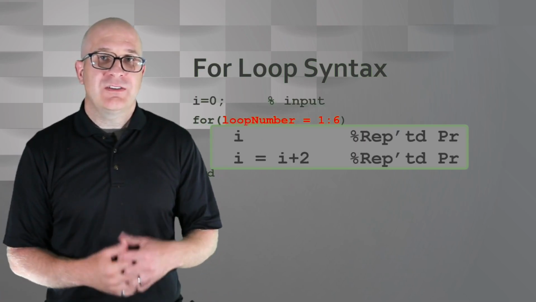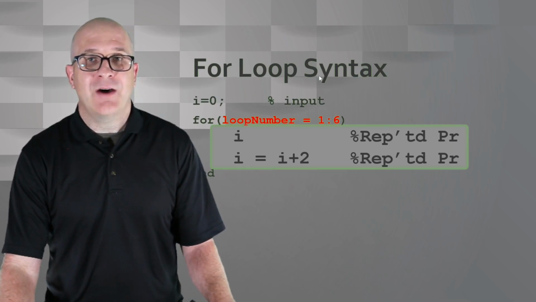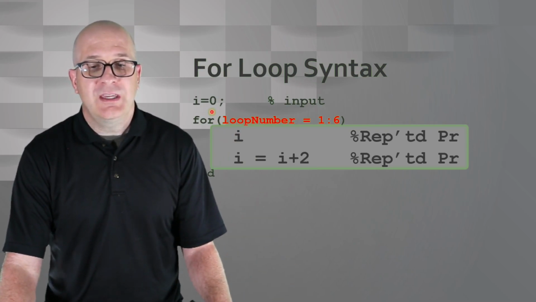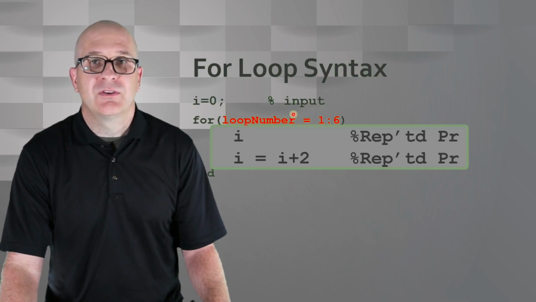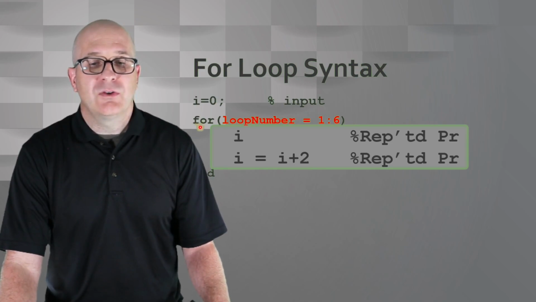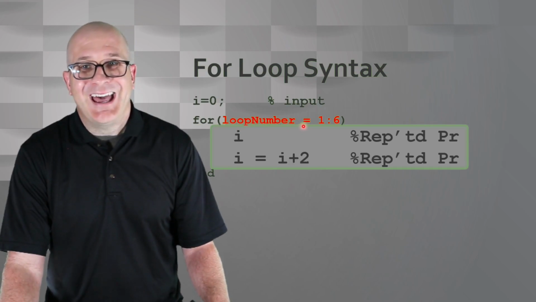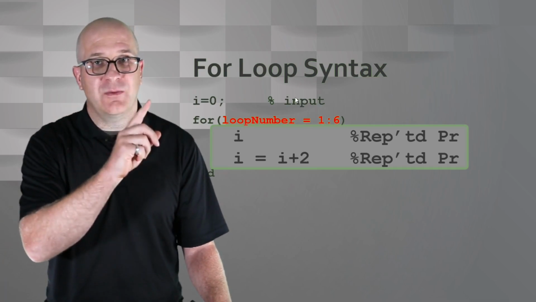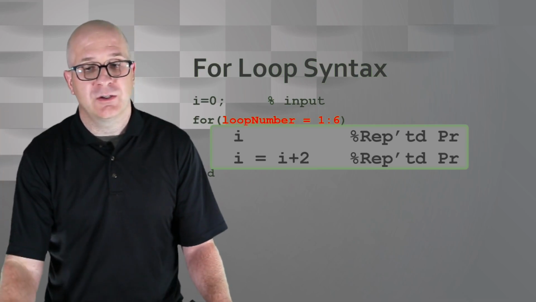So let's turn this into some MATLAB looking code. And let's take a quick look at how that flowchart turns into simple MATLAB code where we have repeated processes. So here, we're going to start off our program with I equals 0. That is an input to the program. We're then going to loop over a number of loops. So I'm going to create a variable called loop number, and it's going to go from 1 to 6. So I'm going to have 6 loops. It's going to start at 1. It's going to go to the second loop, the third loop, the fourth loop, the fifth loop, and the sixth loop.